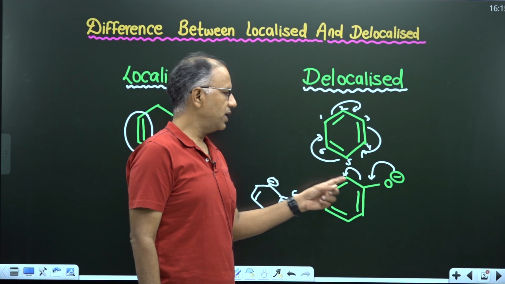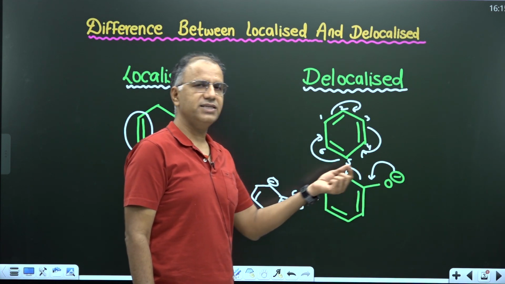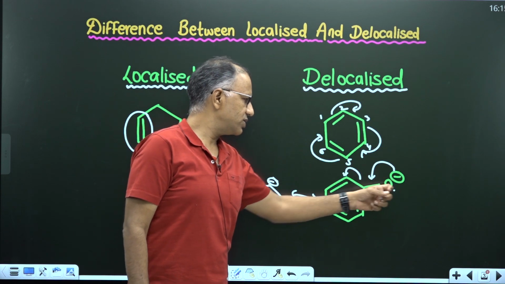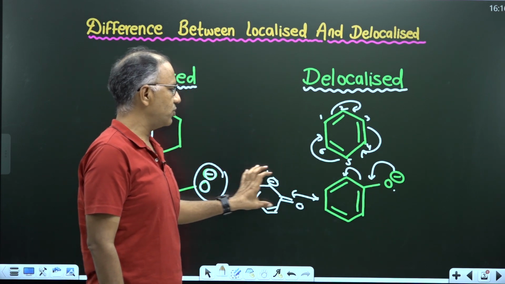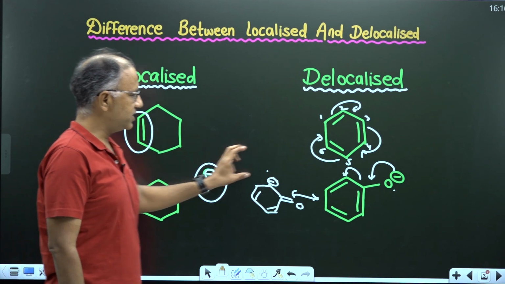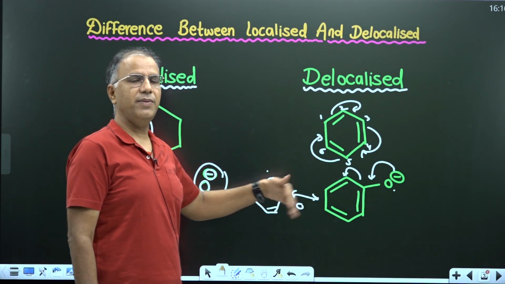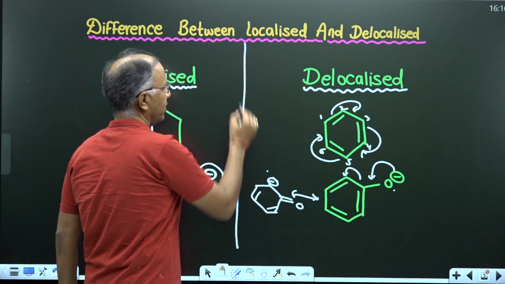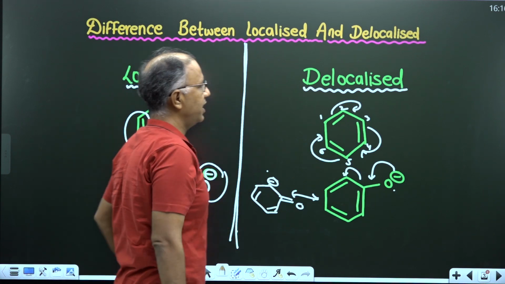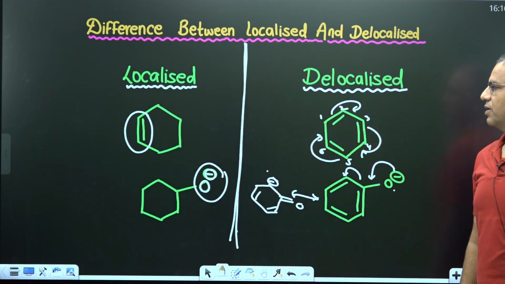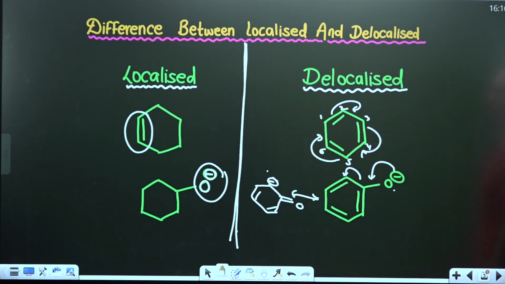What is the meaning of delocalized? Delocalized means this negative charge is carried by more than one atom. In this case, this negative is carried by oxygen and this is carried by carbon, therefore it is known as delocalized. Now this is localized, carried by one atom. This is delocalized, carried by more than one atom, maybe 2, maybe 3, maybe 4. Got it? So write down this difference between localized and delocalized. Localized means electrons are fixed. Delocalized means shared by other atoms also.